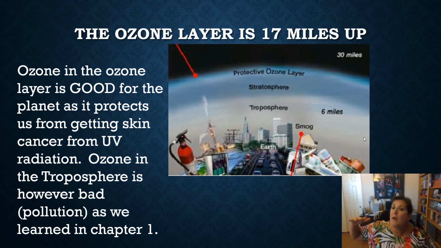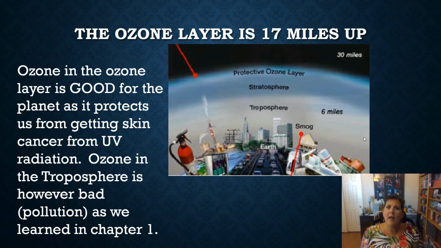Then as we keep going miles up higher, we reach the stratosphere. And then miles up in the stratosphere, we have a protective ozone layer. Now the ozone way up there is actually good for us. That's the good ozone. And that's what I mean when I say the ozone layer. I'm talking about the protective ozone layer at the top of the stratosphere. So not the bad ozone down here that's the pollution.